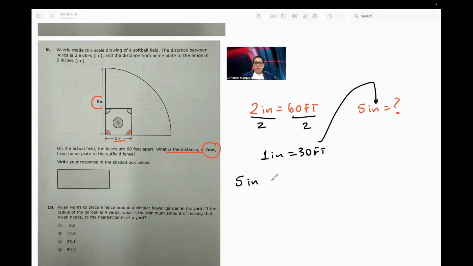If 5 inches is the distance here on paper, 5 inches needs to be multiplied by 30. In that way, I'm going to get the distance in feet. 5 times the number 30 is going to be 150 feet. 150 feet over here. And that's it.